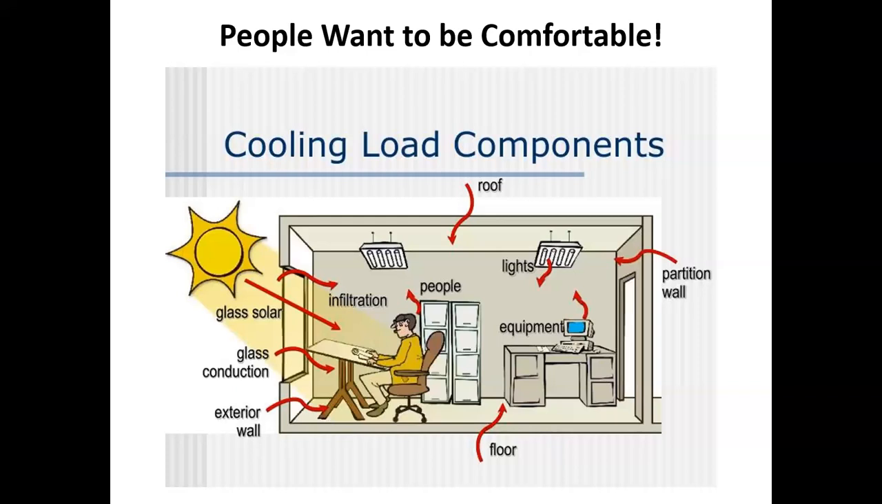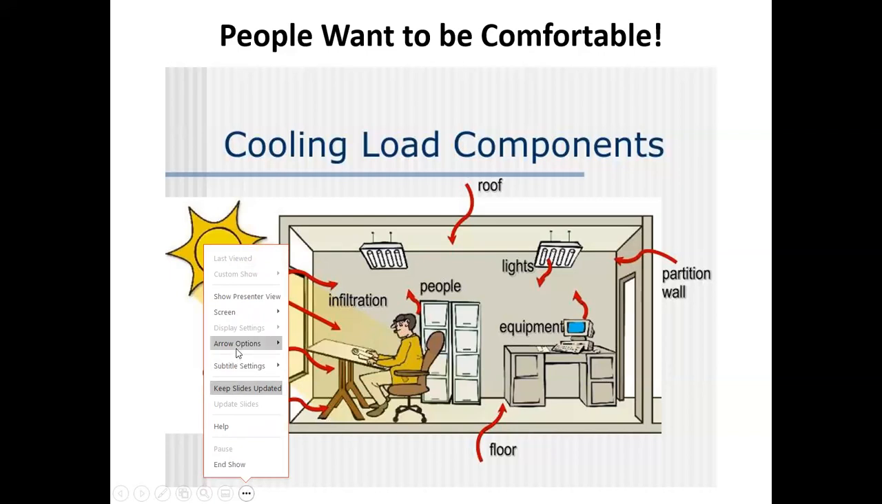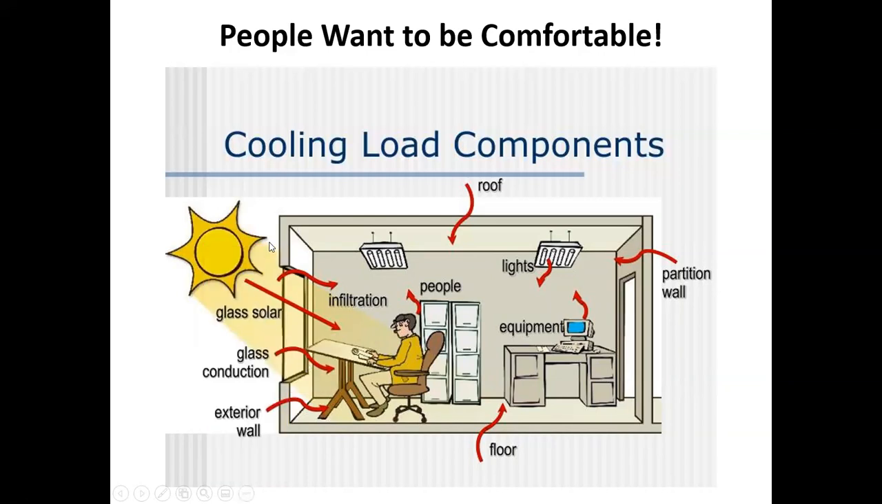Okay, so the sun also shines and hits the wall. Let me see, how do I do this? Okay, put my little marker, I can turn my little marker on. Visible, there we go. So the sun is going to shine and hit this wall. And typically that wall has some mass to it. It has some insulation on it.